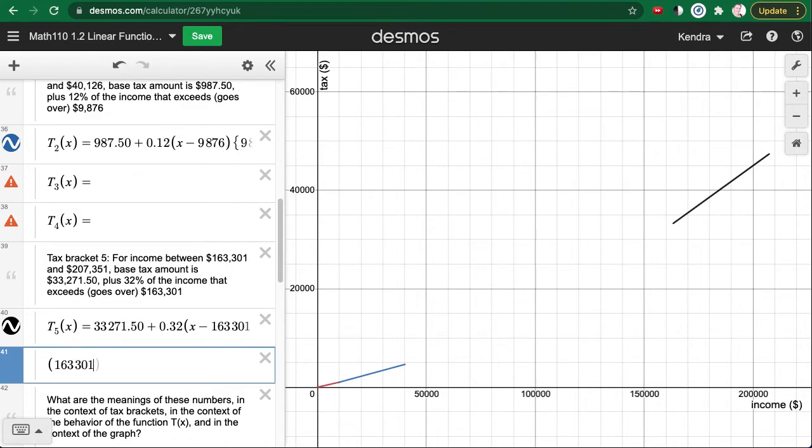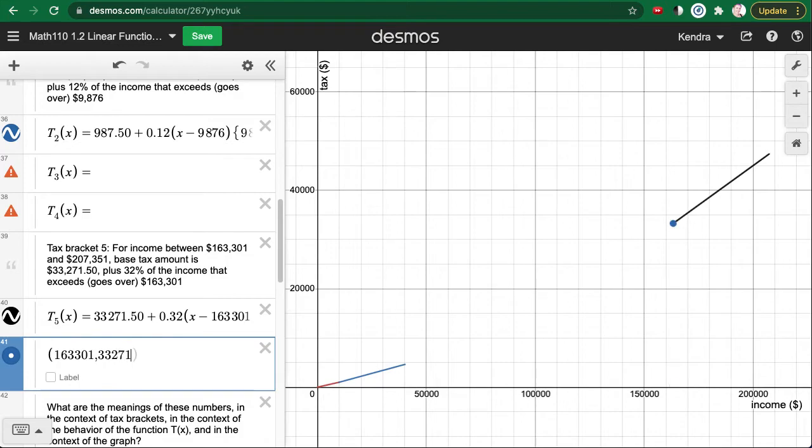All right, and so we can actually see that point, 163,301 and 33,271.50. We can see that here on the graph.